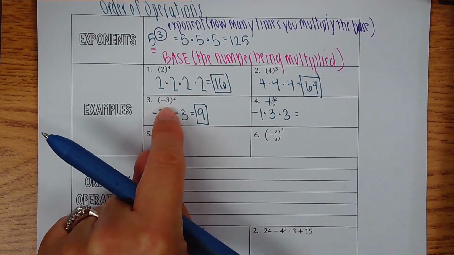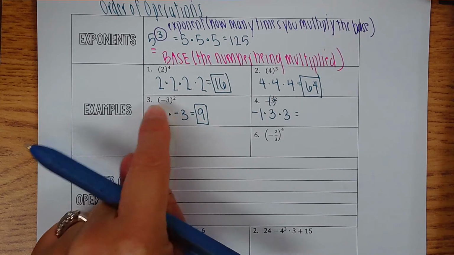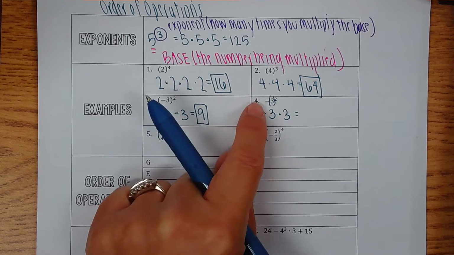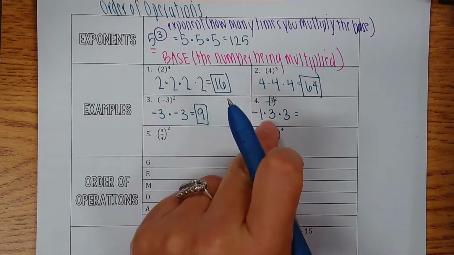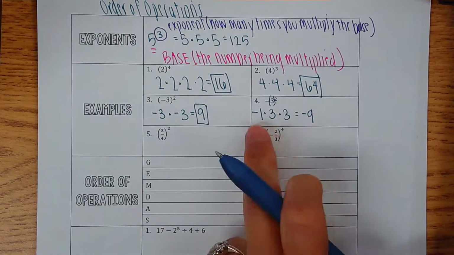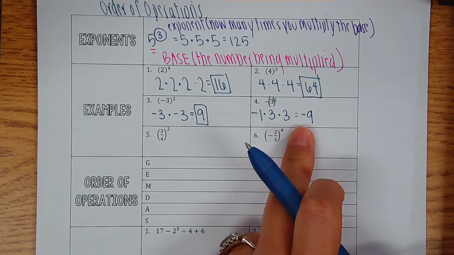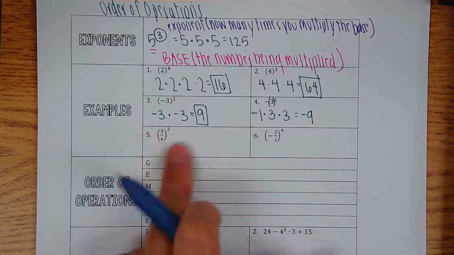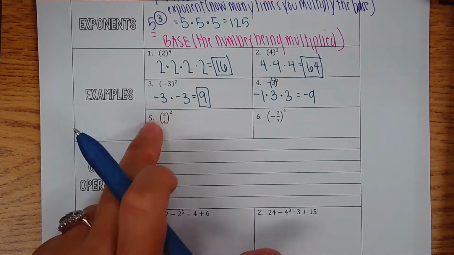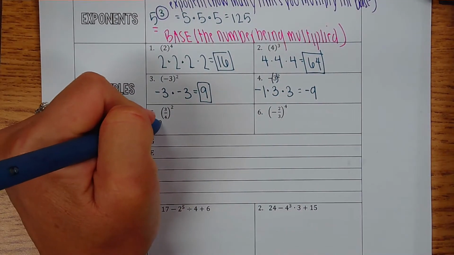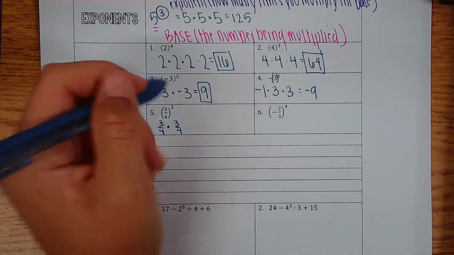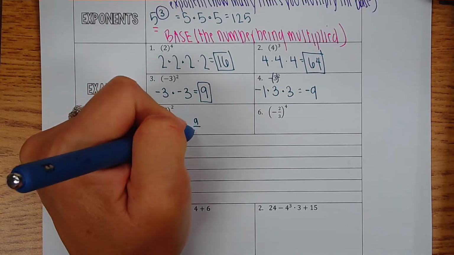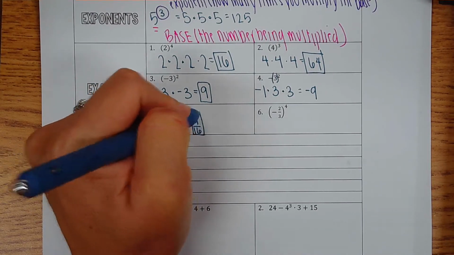Ooh, is the negative inside my parentheses? Yes, it is. Okay, then you include it. If my negative is just by itself, like it's not grouped within parentheses, then you add that on at the end. The difference with this problem is it's always going to be a negative answer. All right, and don't panic. Fractions, the same thing. You do not distribute that down. You actually do 3 over 4 times 3 over 4. And that will give you 9 over 16.